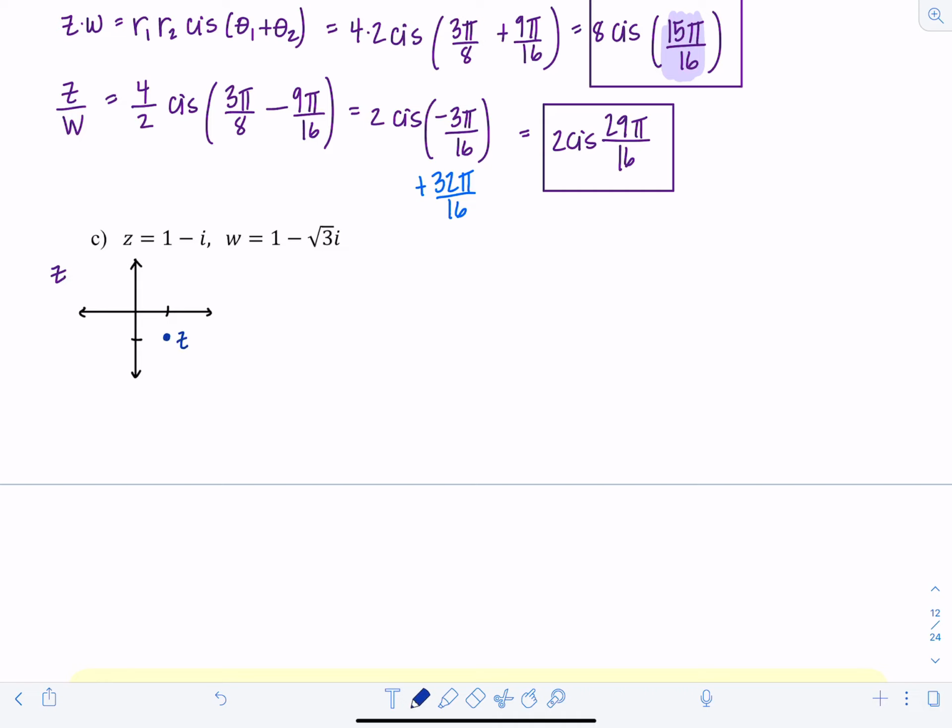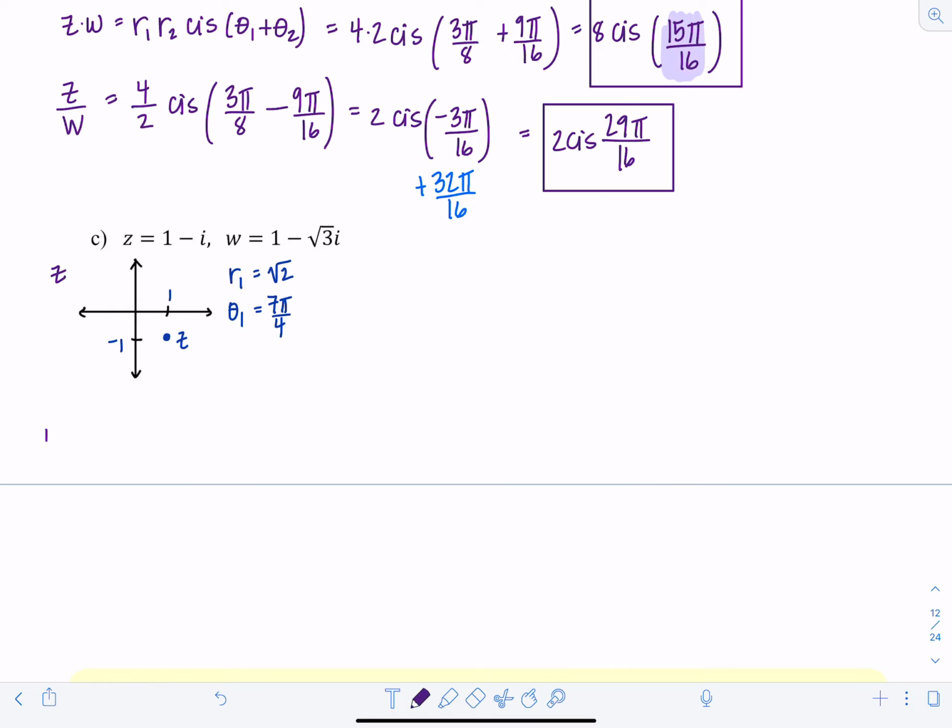Okay. If this is 1, that's negative 1. I already can tell R1 is going to be rad 2, right? And theta 1, that's going to be a pi over 4 reference angle. It's going to be 7 pi over 4 so that we end up in quadrant 4. Okay, now let's do the same thing for W.